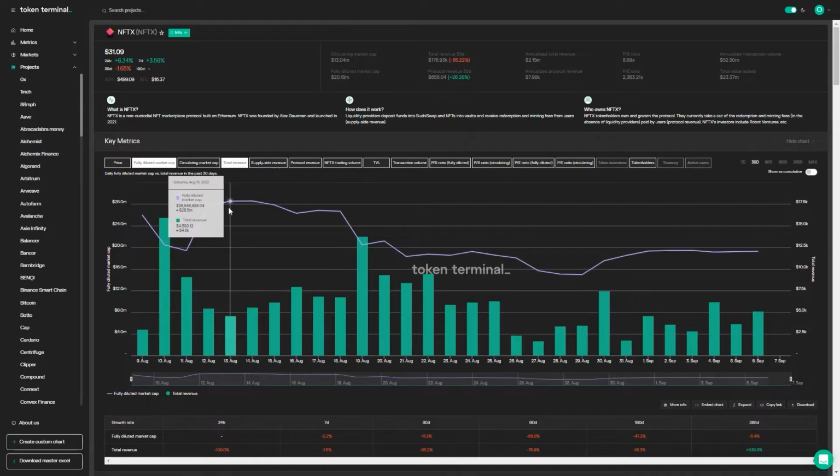Got it. And onto financials. Can you walk us through NFTX's fee model? So who pays fees for what and who earns them?